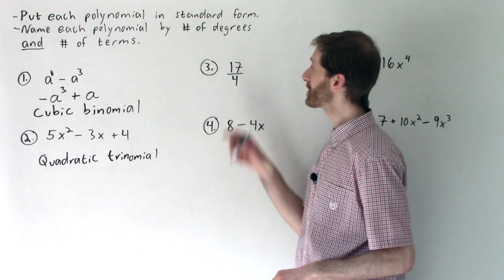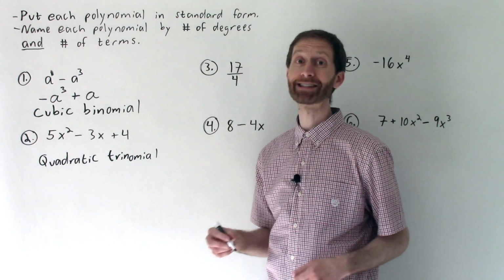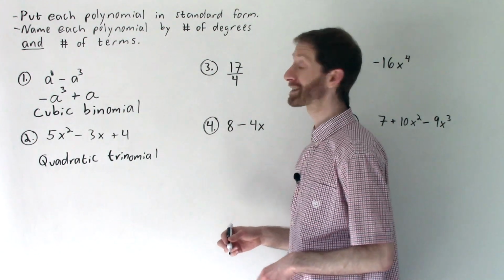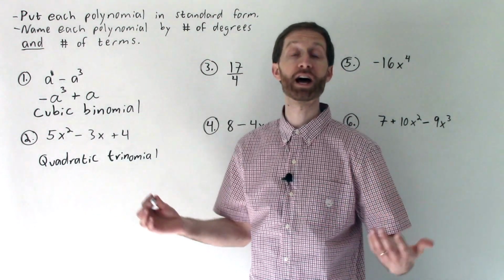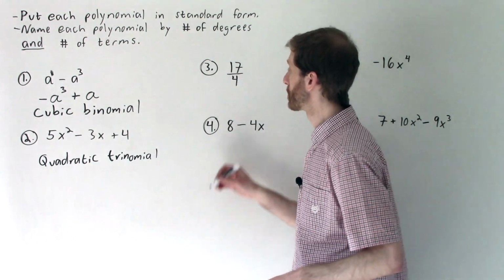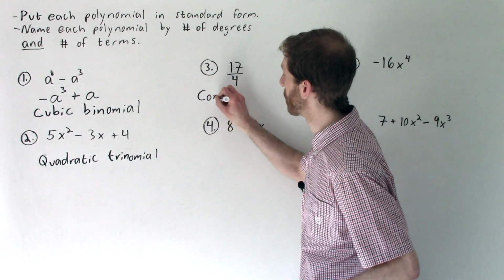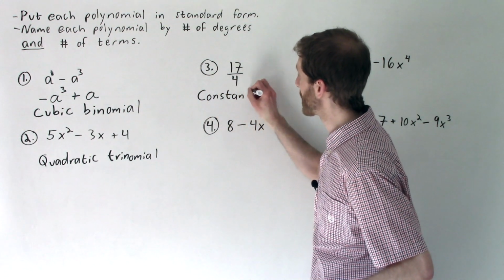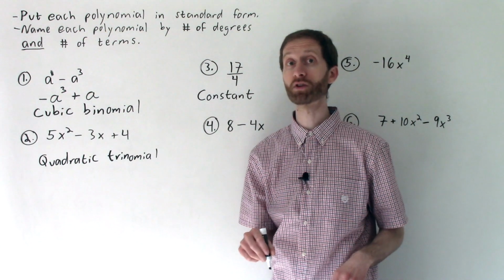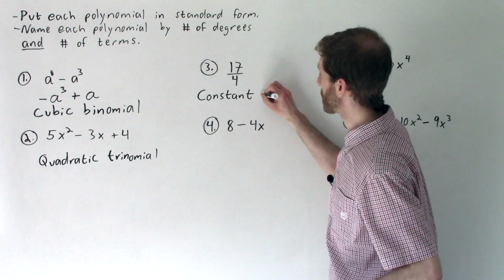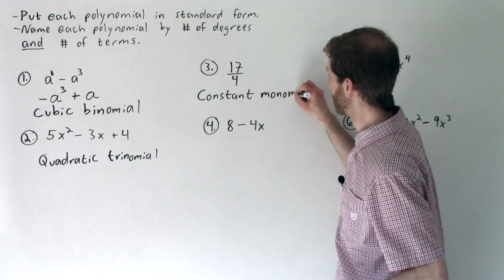Nice. This is just a standalone fraction. It's a monomial for sure, and it's constant. It's constant because it's not changing. There's no variable at all. So this we would call a constant or 0th degree. And how many terms are there here? 1. So technically it's a constant monomial.